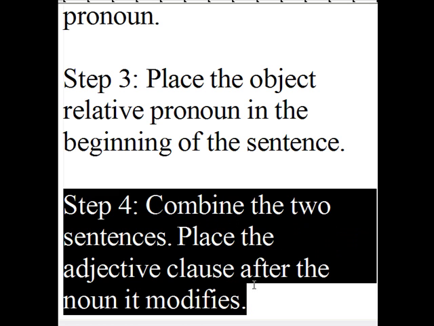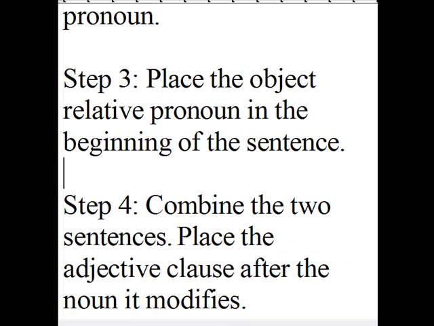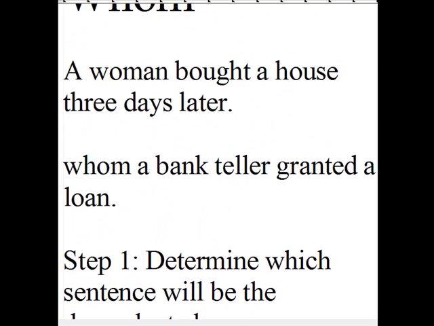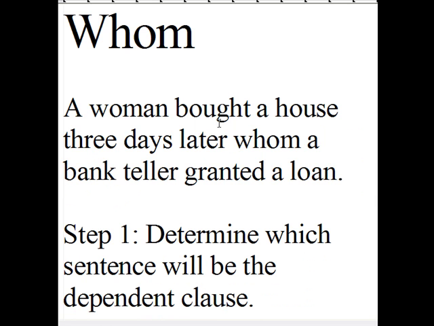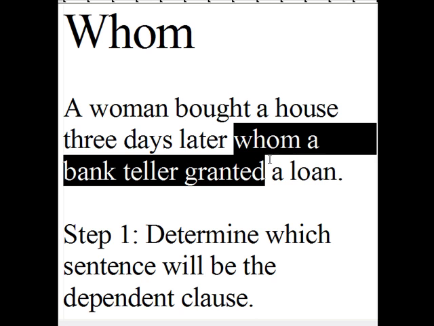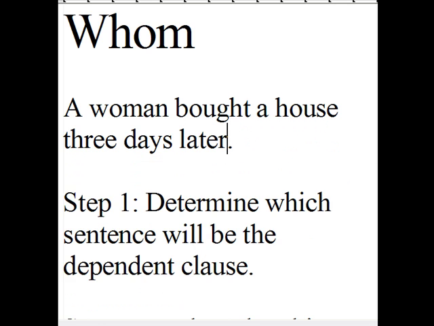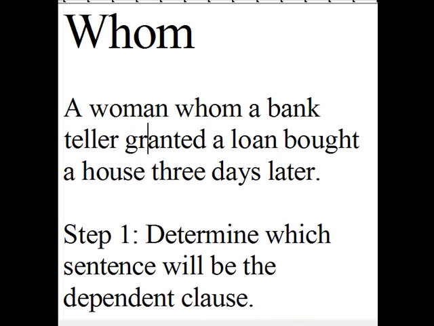Combine the two sentences. Place the adjective clause after the noun it modifies. So let's see how that works. First of all, let's go ahead and combine them together. And of course, whom here does not refer to later, but it actually refers to woman. So I think this idea, we're going to go ahead and cut it. And remember, we're going to put it directly after the noun it modifies. So now we have: a woman whom a bank teller granted a loan bought a house 3 days later.